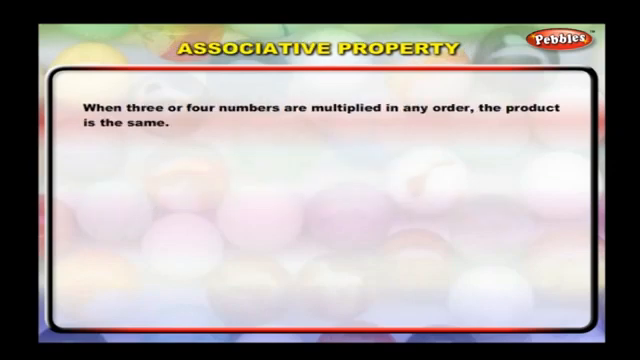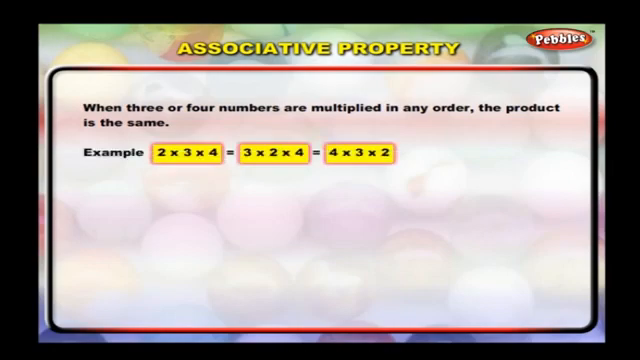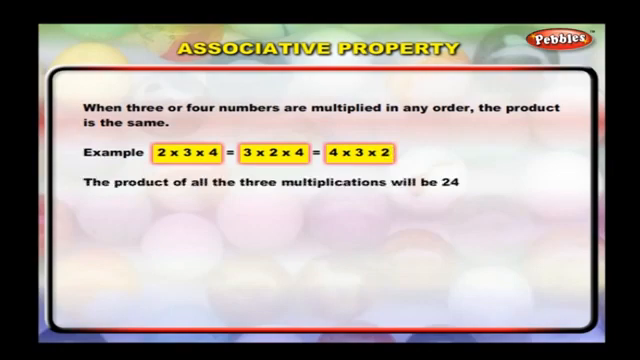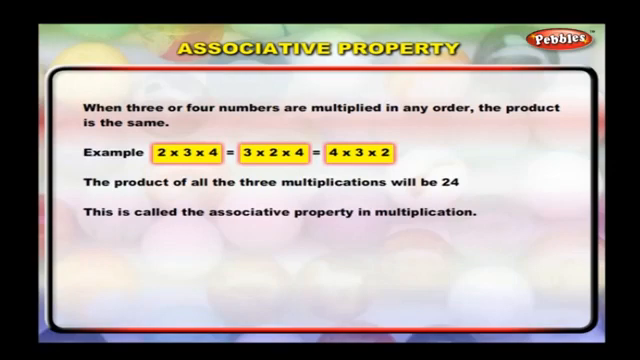When 3 or 4 numbers are multiplied in any order, the product is the same. Example, 2 into 3 into 4 is equal to 3 into 2 into 4, which is equal to 4 into 3 into 2. The product of all the 3 multiplications will be 24. This is called the associative property in multiplication.